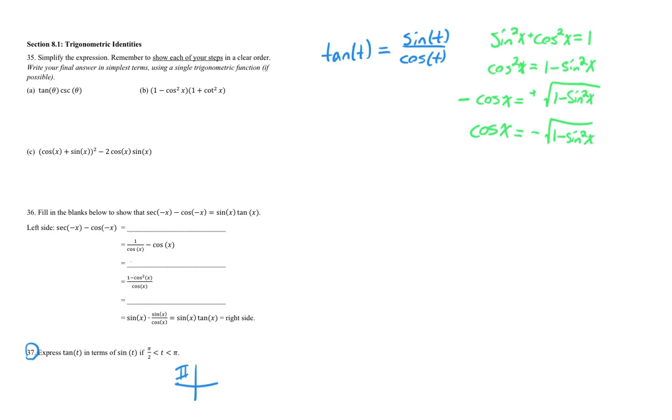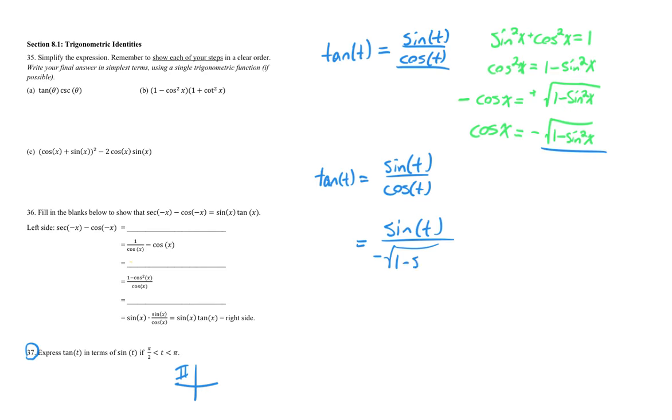Now back to where that comes in our problem, we want to replace this cosine with this thing down here. So our tangent of t turned into sine of t over cosine of t, and that cosine turns into minus the square root of 1 minus sine squared t. Now we only have numbers and sines, so that is going to be the answer to this problem.